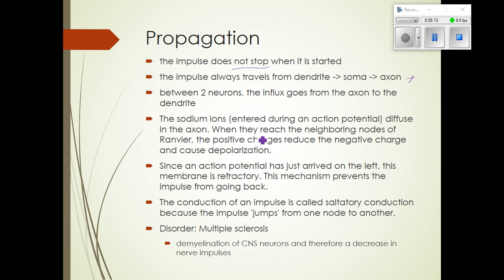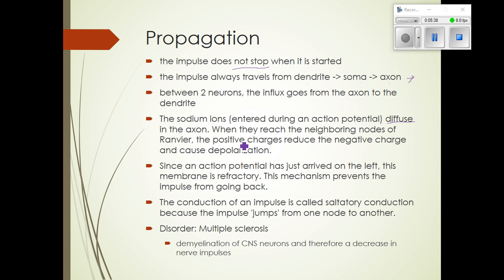Now, as an action potential is propagating over the length of an axon, sodium ions that entered during the action potential diffuse in the axon. So I'm not saying more of them enter. I'm saying that now that they're inside of the axon, they start moving down the length of the axon.